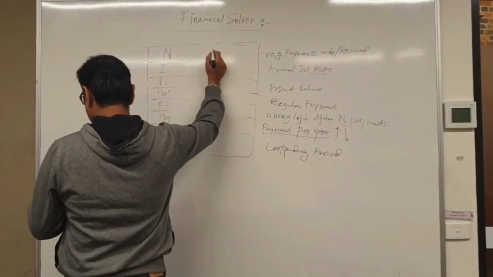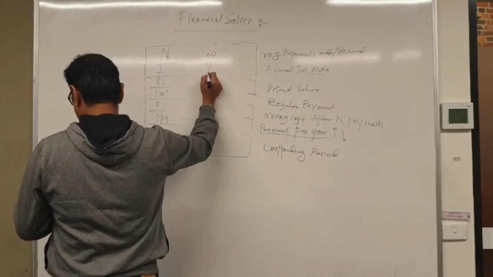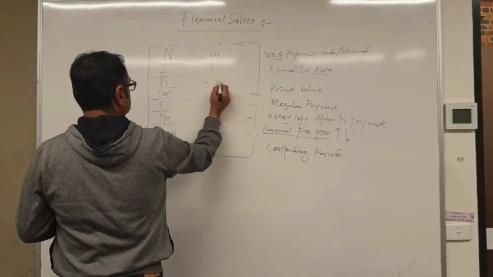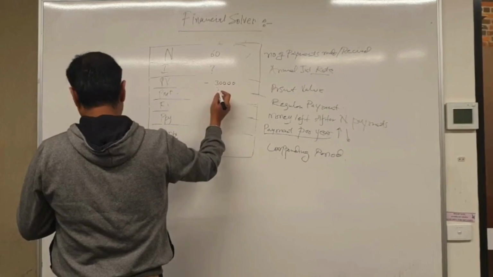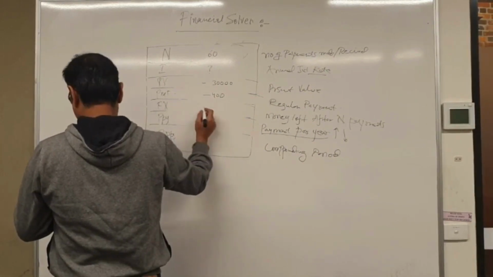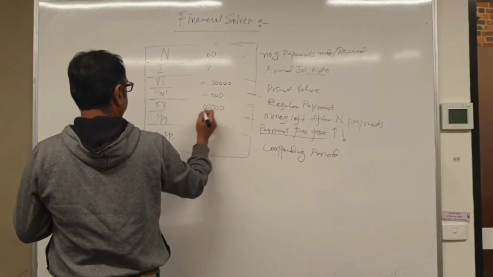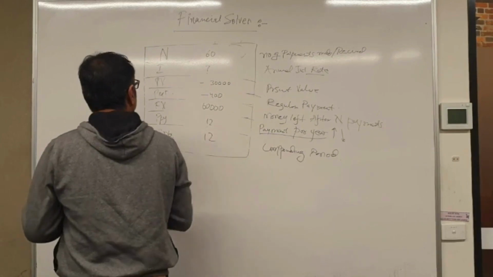So n is 60. I is something that you need to find. The present value is minus 30,000. PMT is negative 400. Your future value is 60,000. Your CPY is 12 and your PPY is 12.